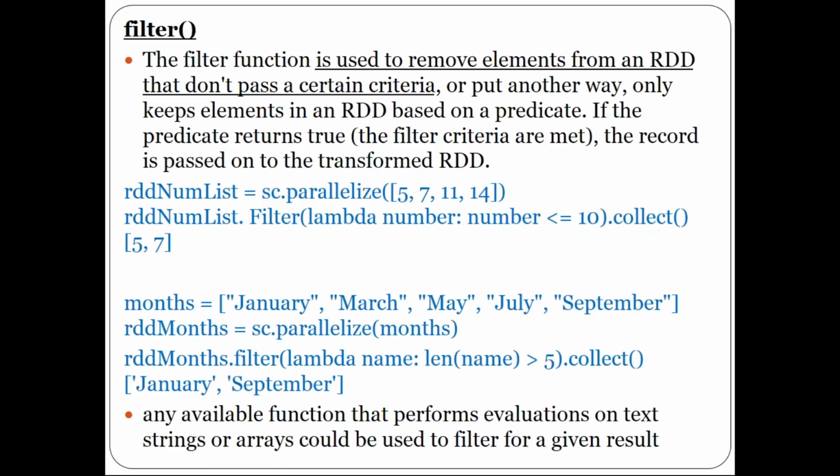Here, what you need to understand is, if the predicate returns true, if your condition is met, then the record will be passed to another transformation. The record is passed on to the transformed RDD. For example, I'm going to show this. I also want to make sure you know that filter can be applied on text, on numbers, and on strings as well. Now let me go and show you something.